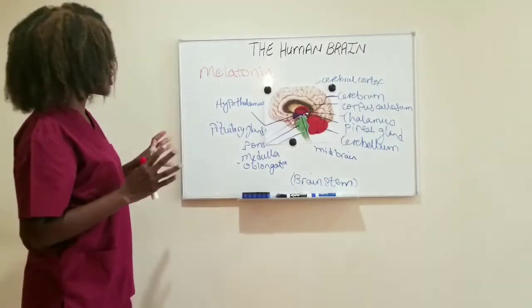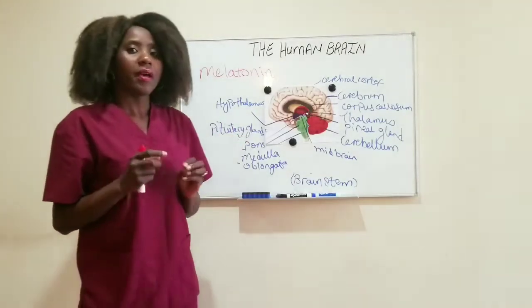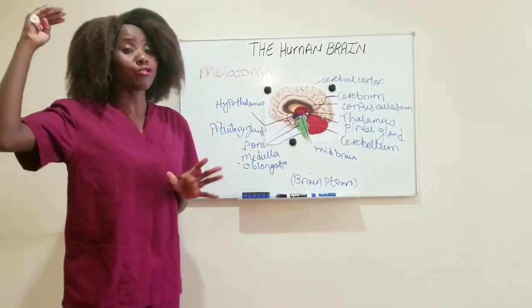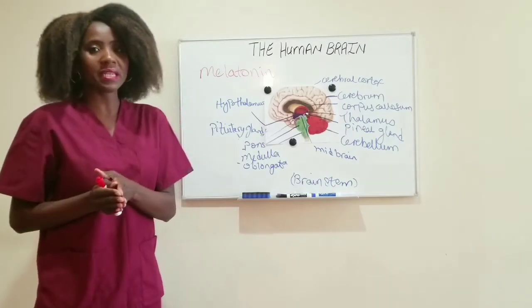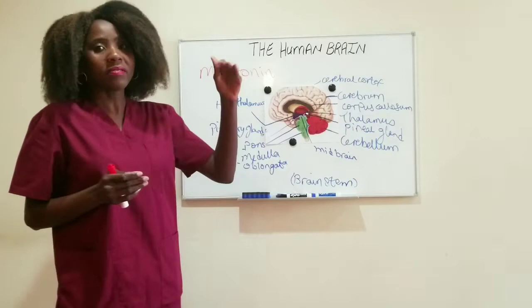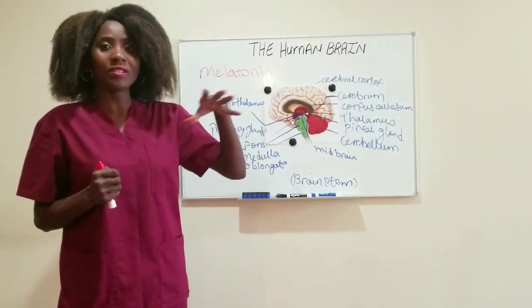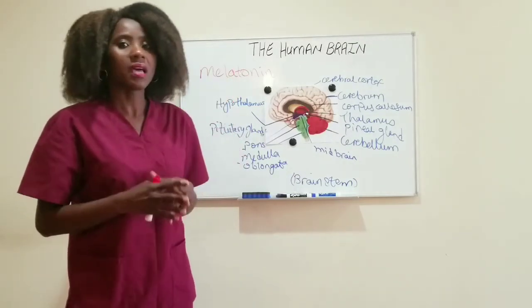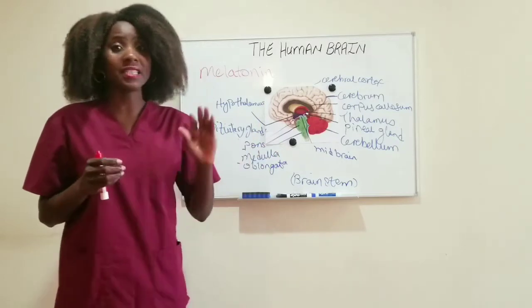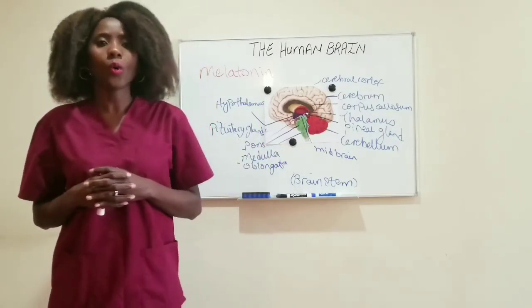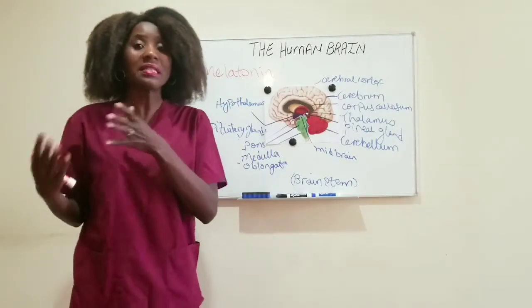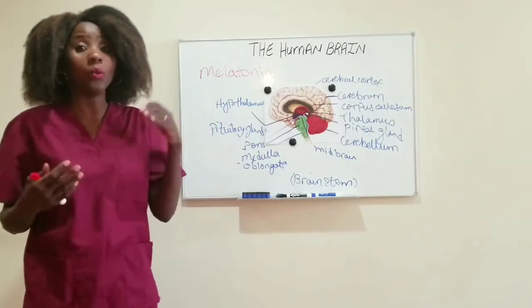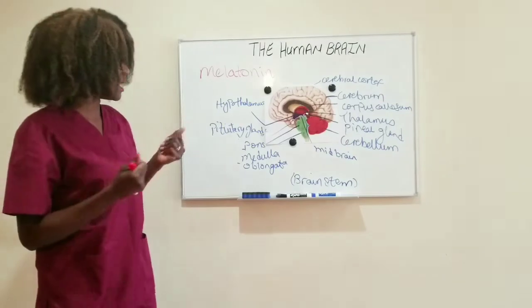So what research has shown is that melatonin secretion increases greatly during the darker hours of the day, so during the night, and during the day or during the hours of light, the daylight hours, melatonin secretion is decreased. So this is why it is thought that as human beings, we tend to sleep during the night and we're more awake and alert during the day.